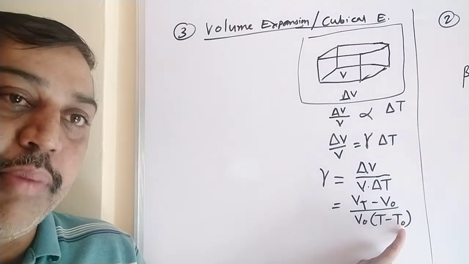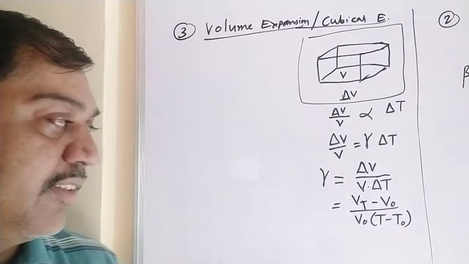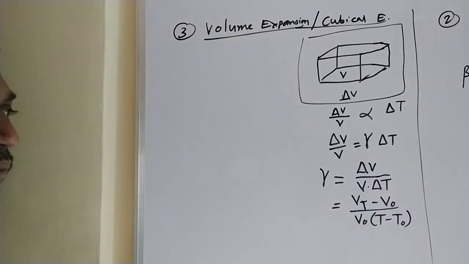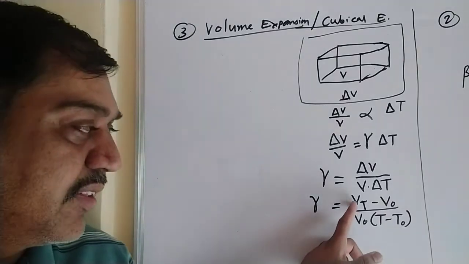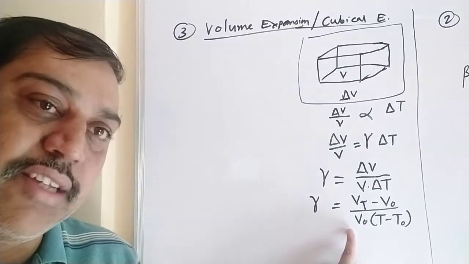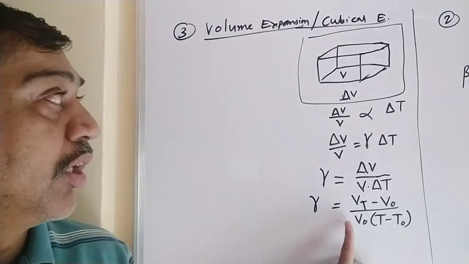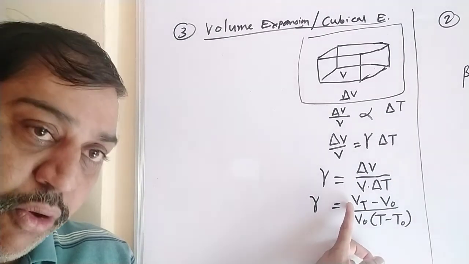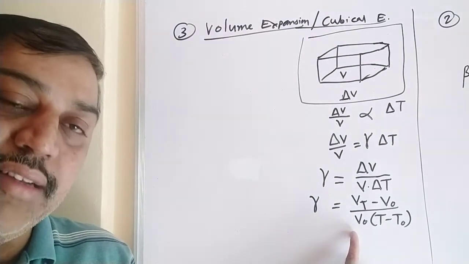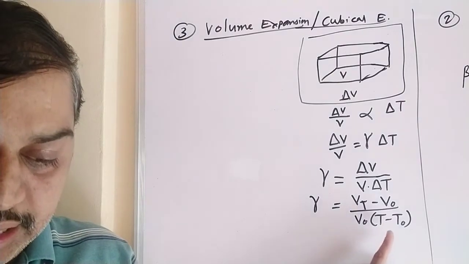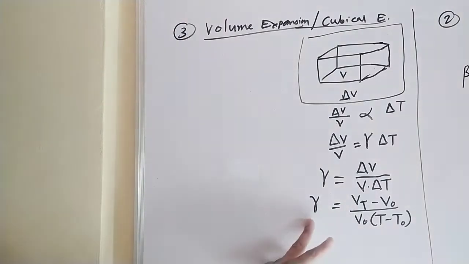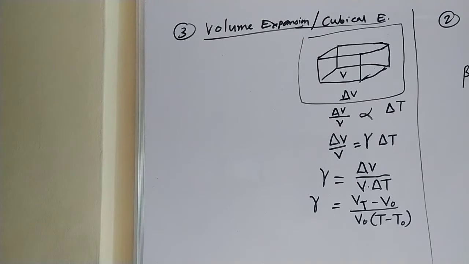V0 is volume at temperature T0 degrees Celsius. So this is the formula we have written for gamma: Vt minus V0 divided by V0 into T minus T0. Now this coefficient of volume expansion can be explained as increase in volume per unit original volume at 0 degrees Celsius per 1 degree rise in temperature. That is said to be coefficient of volume expansion, represented by gamma.